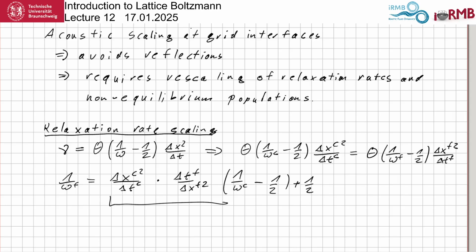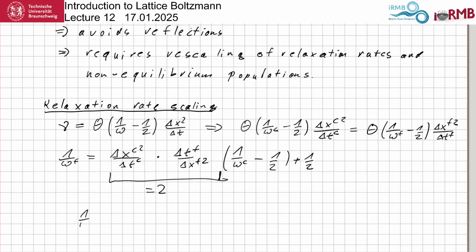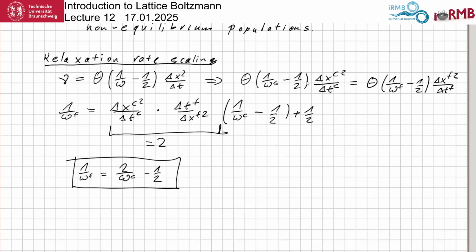So when we double the resolution, this is the assumption, that means that this here turns out to be 2. Therefore 1 over omega_f is equal to 2 over omega_c minus 1/2. So we have to use a different relaxation rate on the two different grids to keep the viscosity constant. In this way, we now have the speed of sound constant and the viscosity constant.